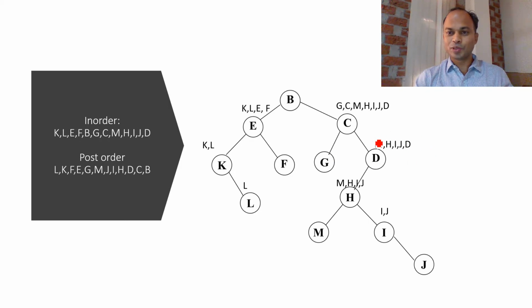Further, we have to find out the root of the right subtree. I mean, we have to see M, H, I, J, D in the post order, and M, H, I, J, D. Okay, and D is here our rightmost value of the sequence. Therefore, D is the root. And after finding the root, we have to find out the left subtree and right subtree.